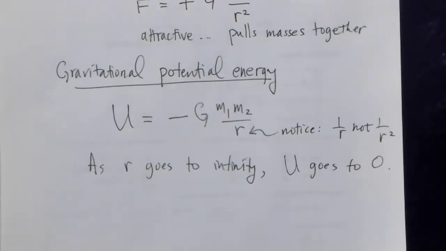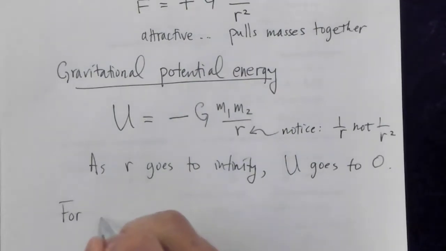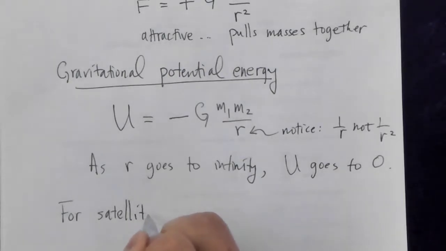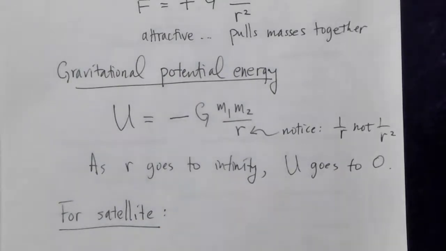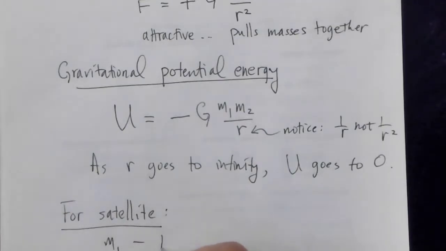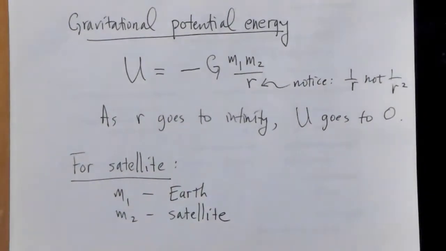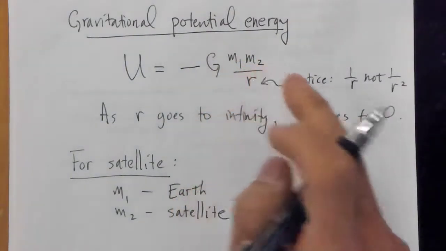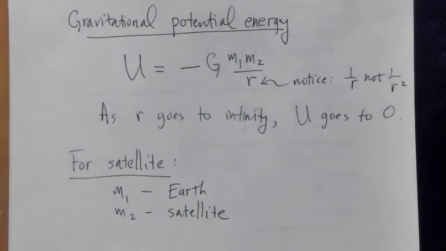Okay. So now let's consider a satellite. Remember that's something orbiting a planet, typically Earth. Okay. So let's suppose now that M1 is the Earth. Let's say M1 corresponds with Earth, and let's say M2 will be the satellite, or vice versa. It doesn't really matter because the equation is symmetrical in M1 and M2. Okay.